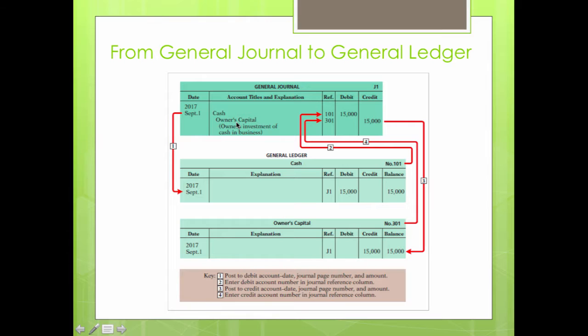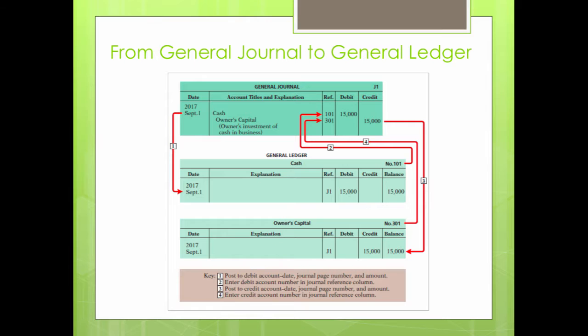dealing with. What the general ledger does, now follow these red arrows, is it keeps separate records for different accounts. It keeps all transactions affecting the cash account in the general ledger for cash. And likewise, it keeps all the records affecting owner's capital in the general ledger for owner's capital. And by separating each account into its own ledger, it will allow you to keep up with the balances of each account.